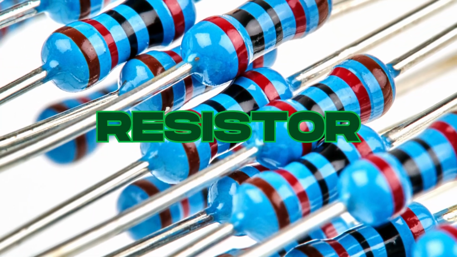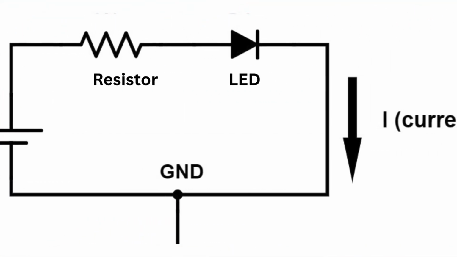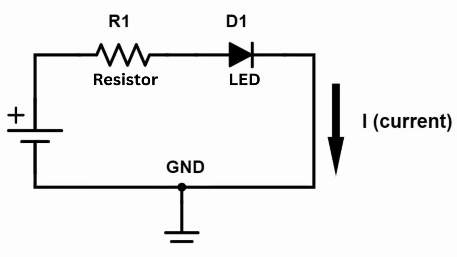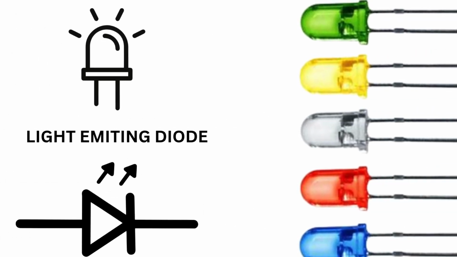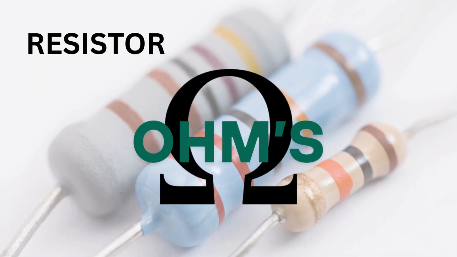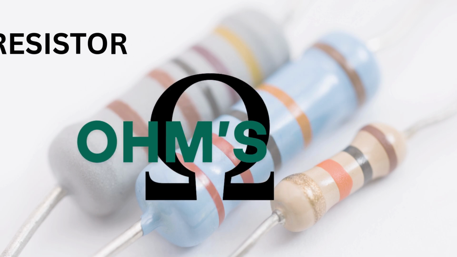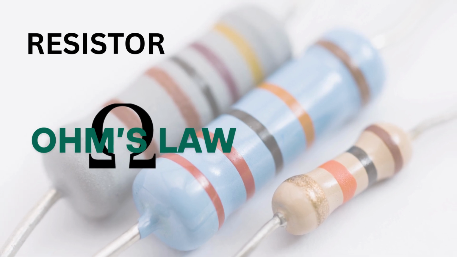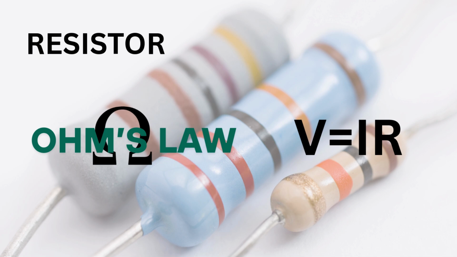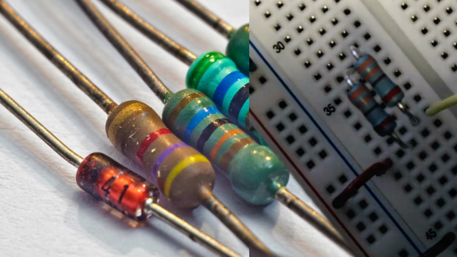They protect other components. One classic example, when you connect an LED to a battery, you need a resistor to prevent it from burning out. LEDs are sensitive and too much current will destroy them. Resistors are rated in ohms, a measure of how much resistance they offer. Ohm's law connects voltage, current, and resistance in a neat formula. And yes, that's something you will hear a lot in electronics.